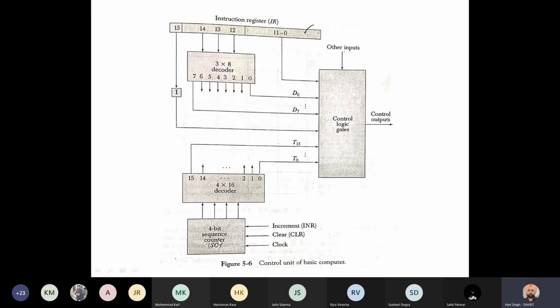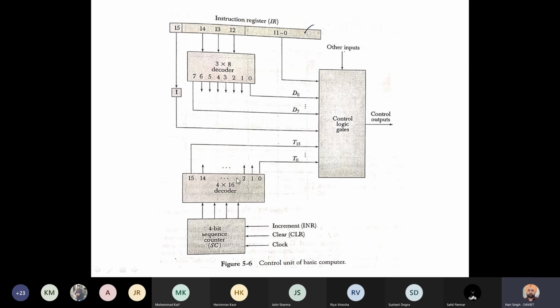So this sequence counter generates outputs from 0 to 15. Means it is a 4-bit sequence, so it can provide 16 combinations in output. So 0000, 0001, 0010, and up to 1111. Okay, so based on the input combination received, the 4 into 16 decoder activates one output at a time. Okay, suppose if it receives input 0000, then it will activate T0, means it will generate a pulse at T0. Okay, and if it receives 0001, it will generate pulse T1, and so on.